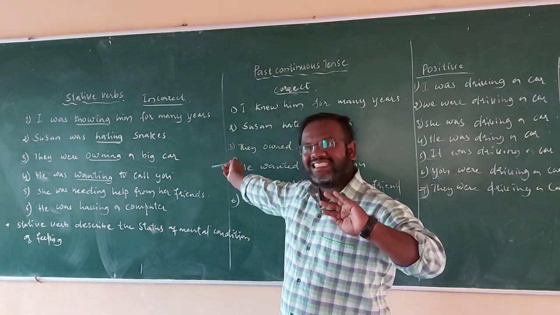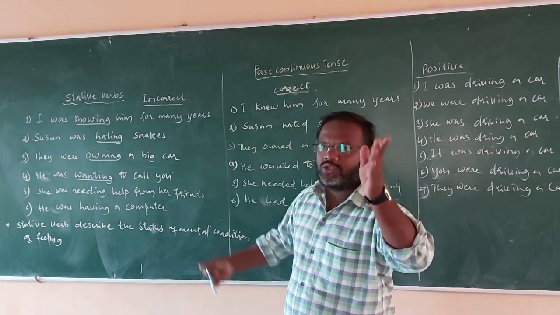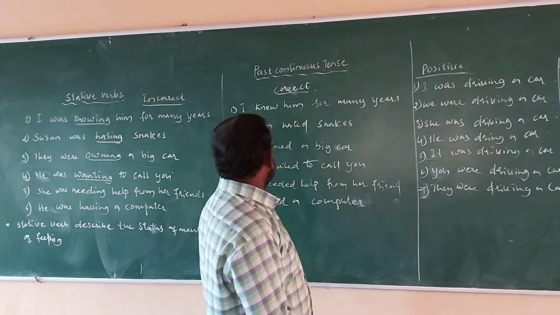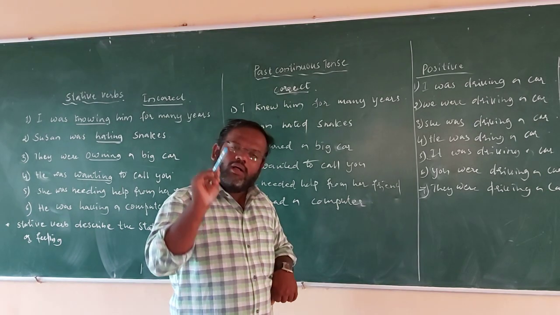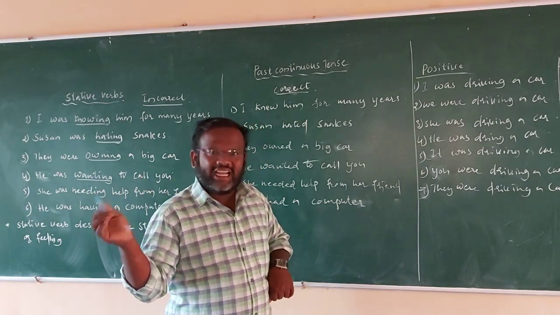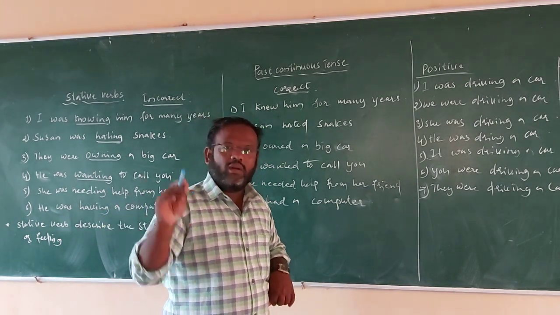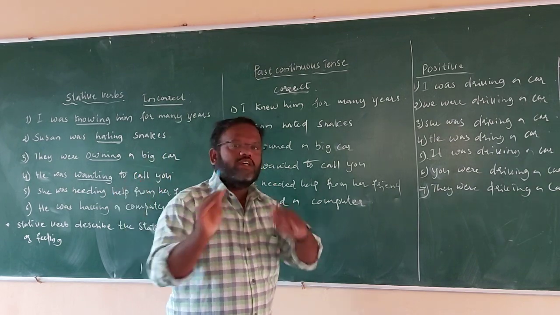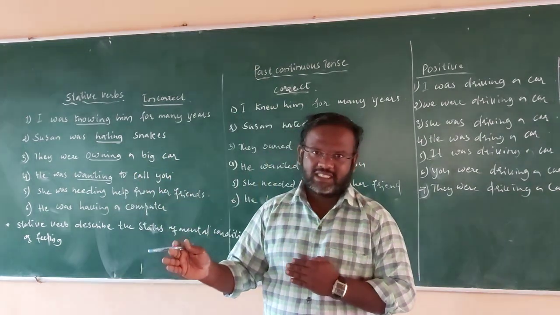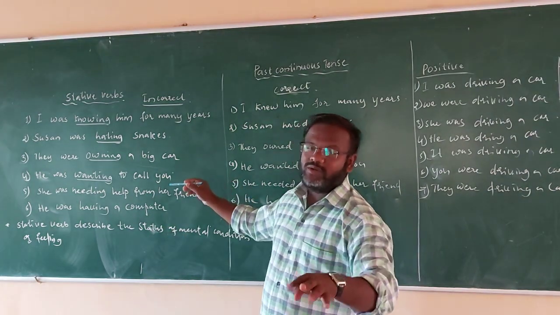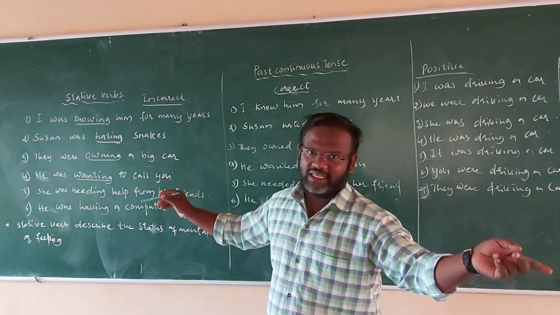Susan was hating snakes. Wrong sentence. What should be the correct sentence? The correct sentence is Susan hated the snakes, or Ram hated sandwiches, Rahul hated budget. Such kind of words you can use, and it is in the simple past. Hating should not be used in the continuation form of a sentence.